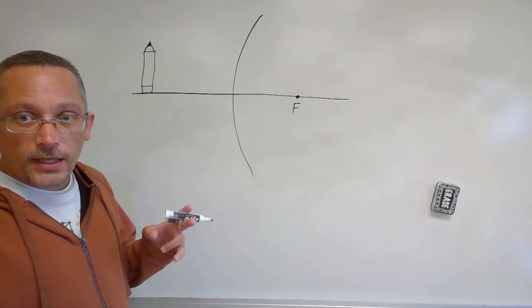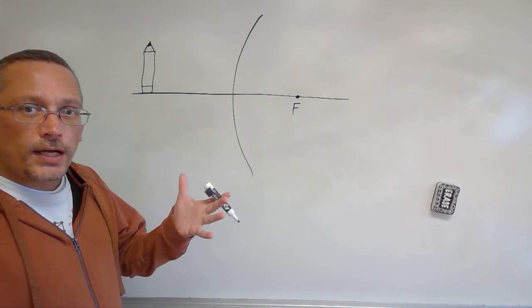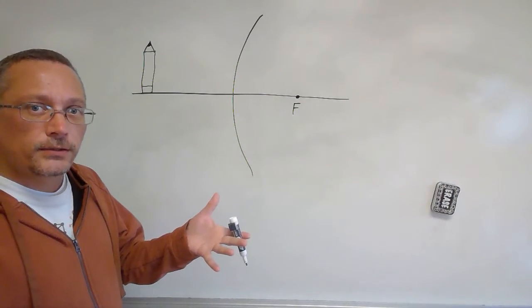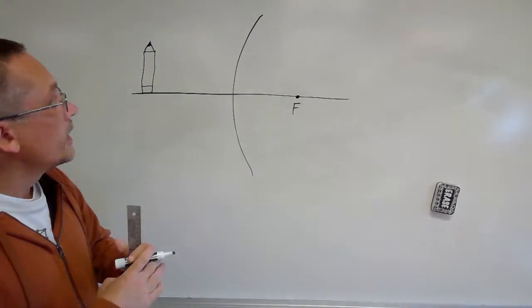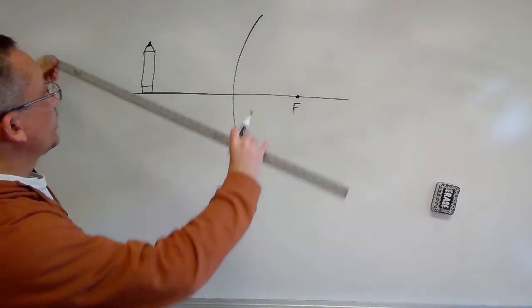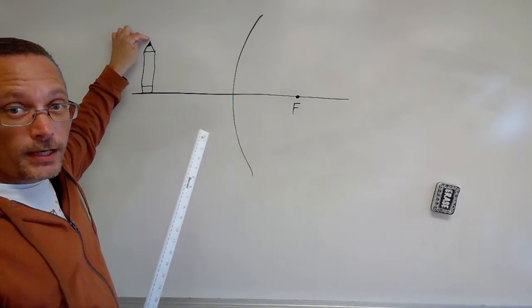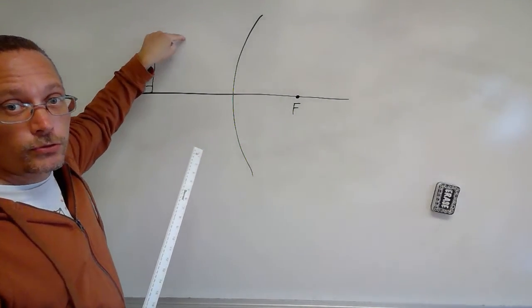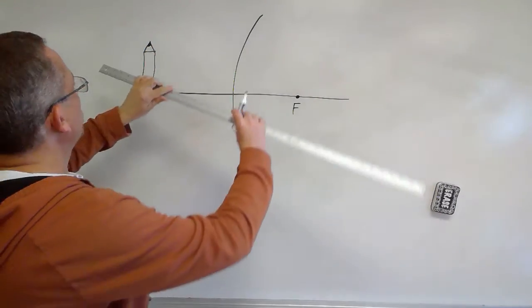Now we're going to draw a couple of lines. I'm going to get my straight edge, and we're going to draw two lines to see how the light reflects. So the first line I'm going to draw goes from the top of my object, and I'm just going to go straight across to the mirror.